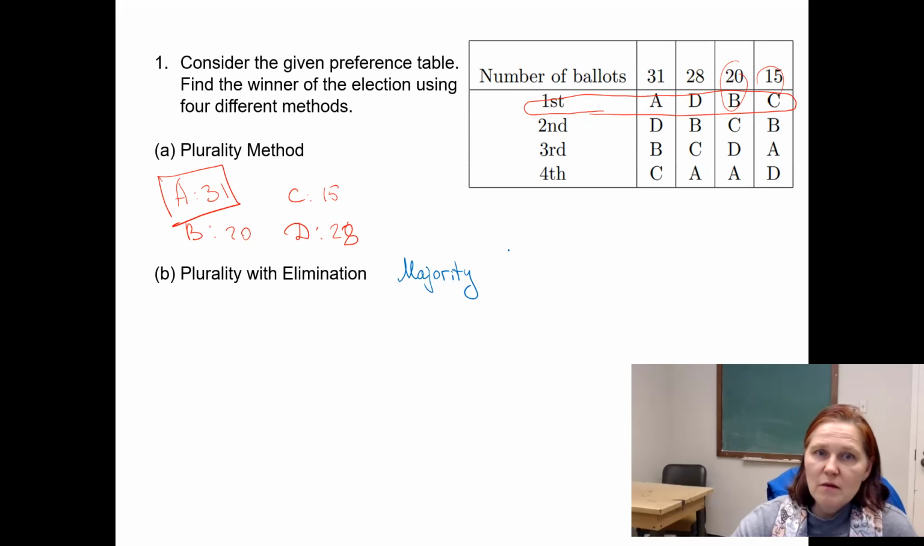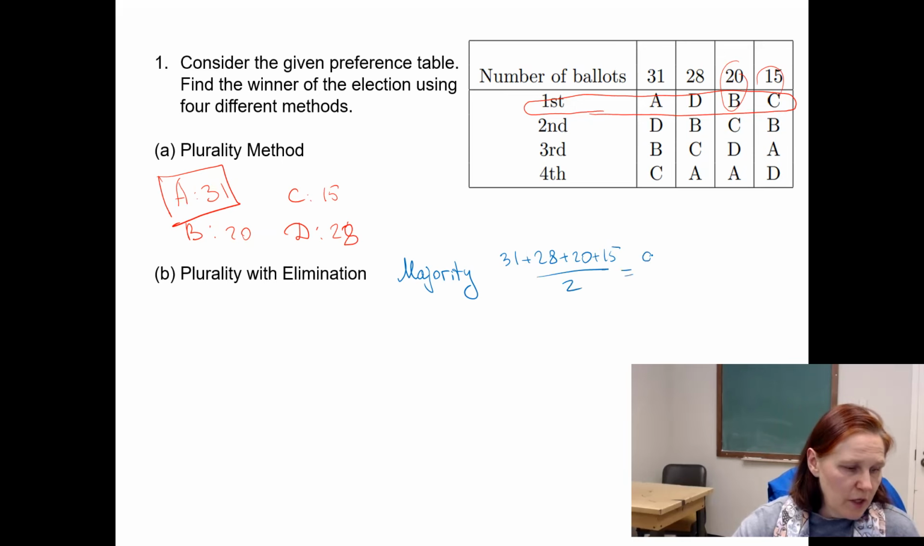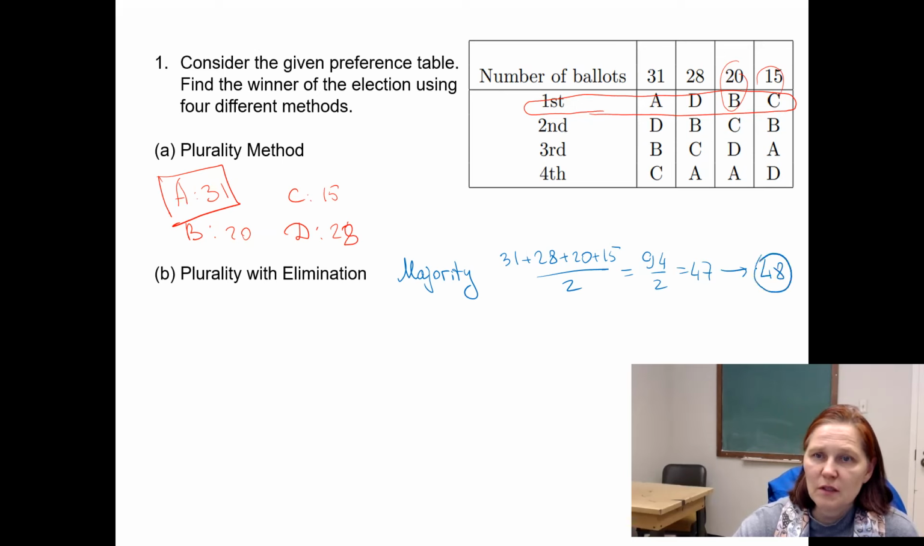Okay, we add the ballots together. So they are 94 or 47 ballots. So the next integer will be 48. The majority is 48. So A had 31 ballots, but it is less than majority. Then that's why we need the second round of election.